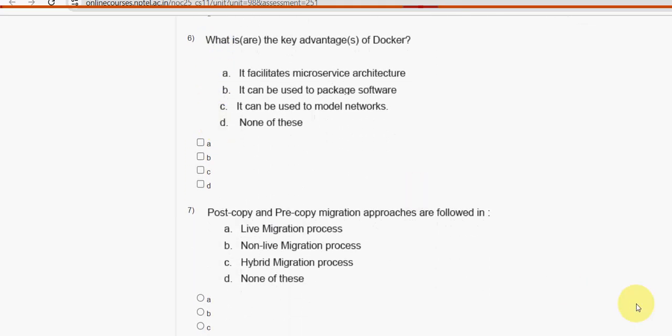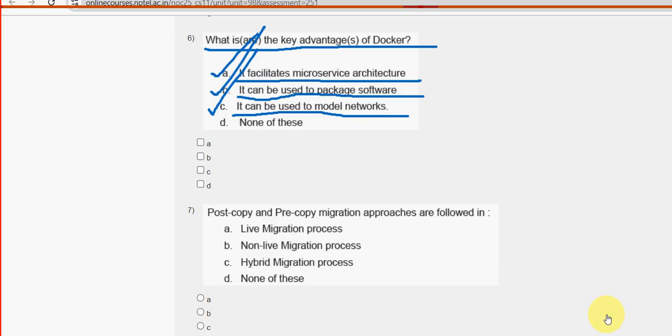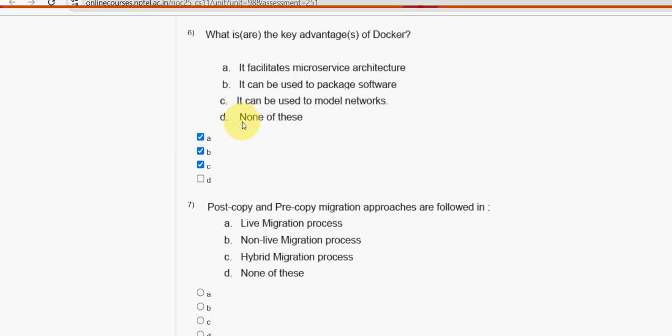Next, sixth one. What are the key advantages of Docker? For the sixth question, there are three probable solutions. The first one is option A, it facilitates microservice architecture. Next, option B, it can be used to package software. And the other one is option C, it can be used to model networks. All these three are the probable solutions. So mark option A, option B, and option C.